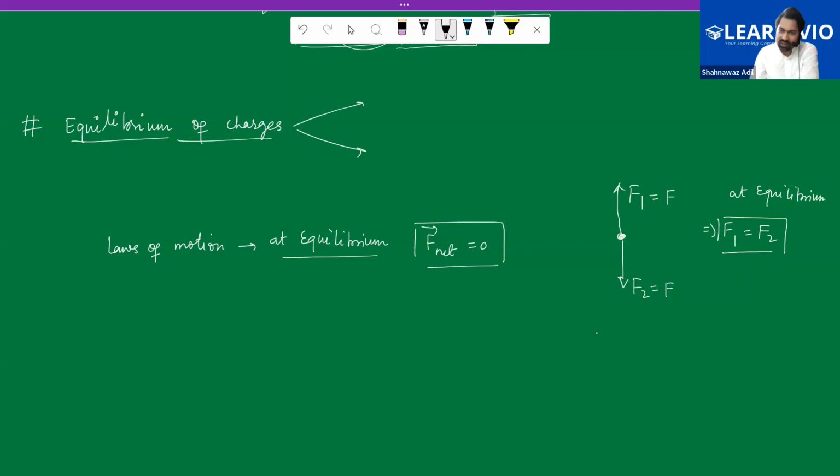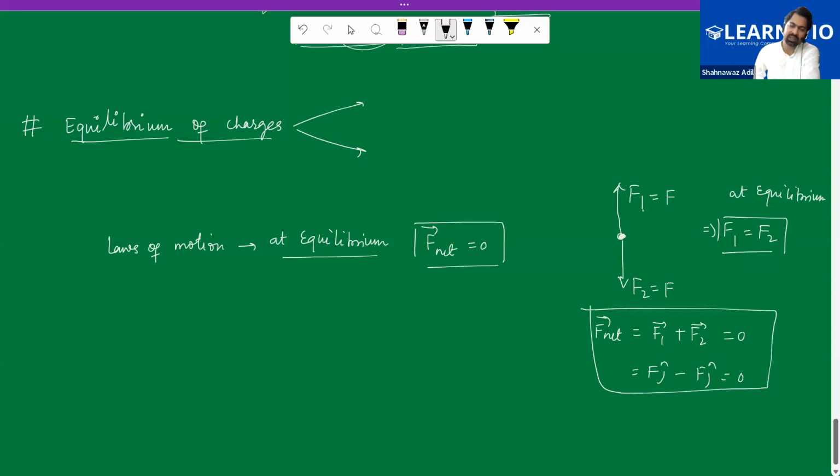So if we calculate, F net would be how much? This is F1 plus F2. This should be zero, right, at equilibrium. So F1 is how much? F1 is F j hat, and F2 is how much? That is F and minus j hat, this is going downwards. So F j minus F j, that will be zero. So that happens. F net is zero at equilibrium, right?